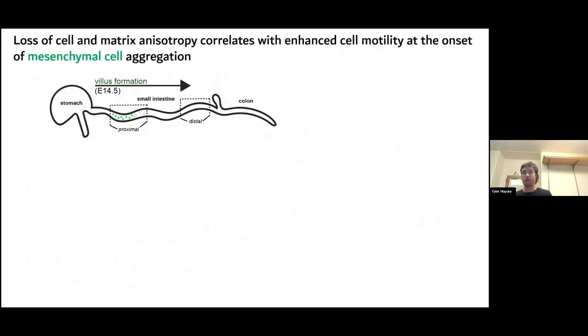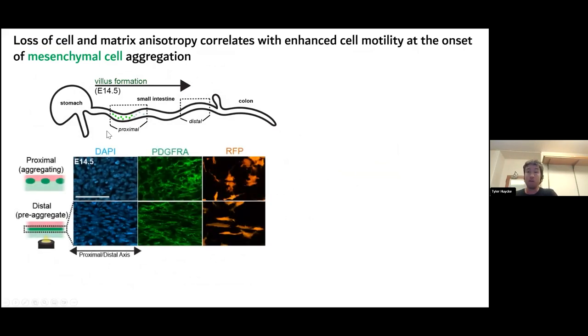So diving deeper into the characterization of this process, we took advantage of the fact that it's happening in a wave across the length of the tissue. So you can actually capture different snapshots of morphogenesis within the same gut tissue. In the proximal region, the cells are just beginning to aggregate, but in the distal region, the cells have yet to aggregate.